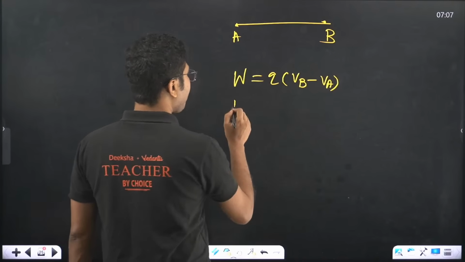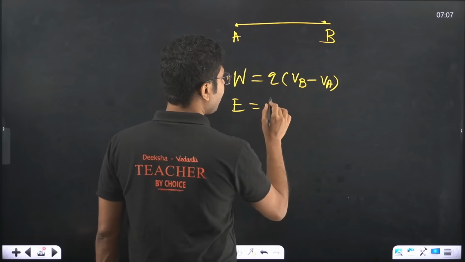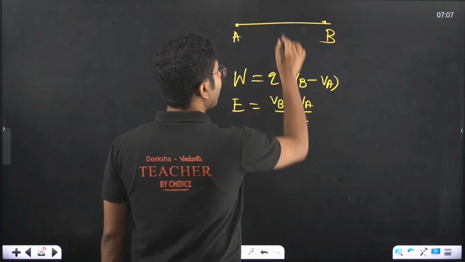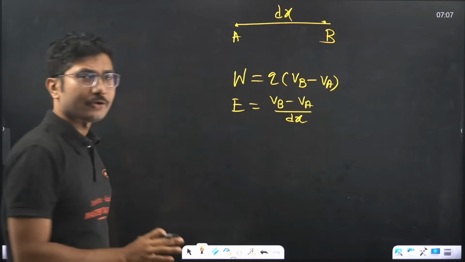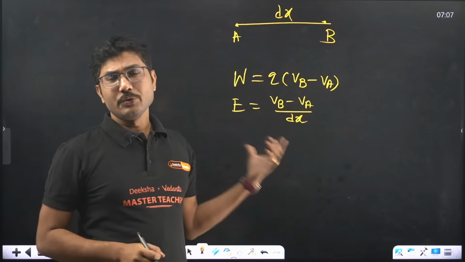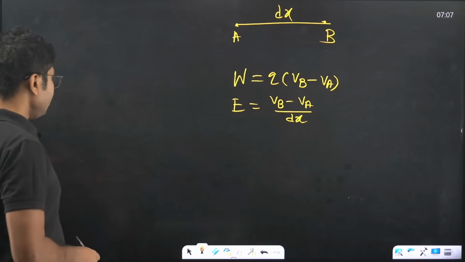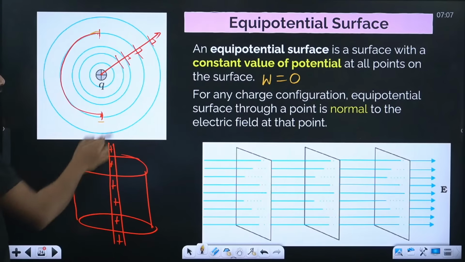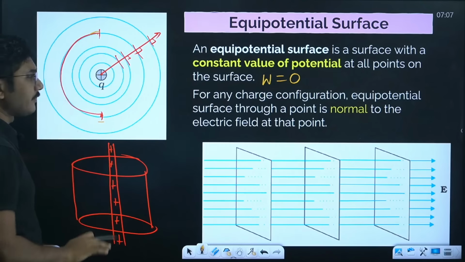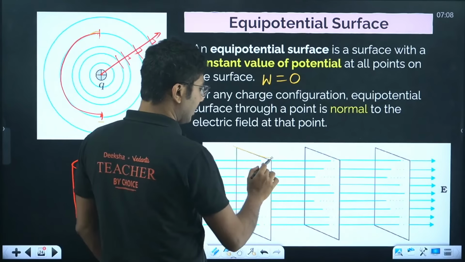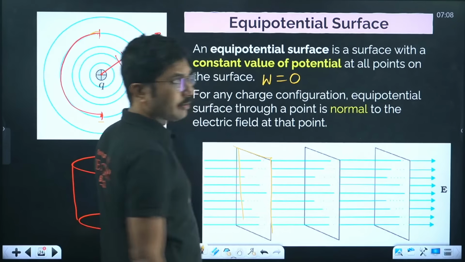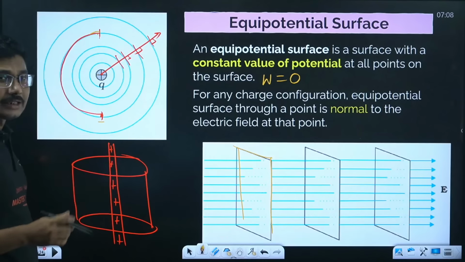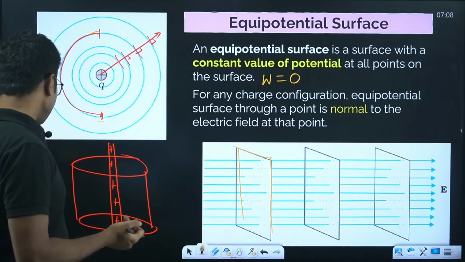And electric field is difference in potential by distance. Suppose this is the distance, so difference in potential by distance gives you the electric field. These are very common things. And the nature of equipotential surface: for a point charge, concentric spherical; for uniform electric field, parallel and planar; and for a line charge density, it is cylindrical.